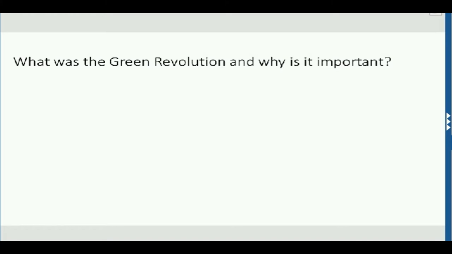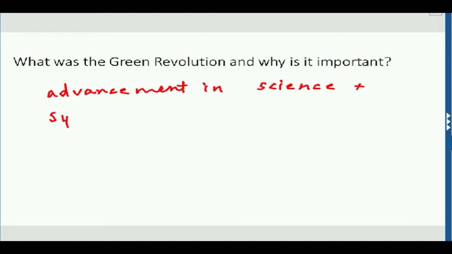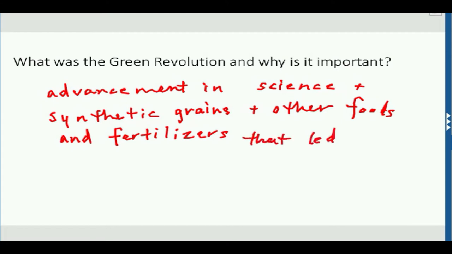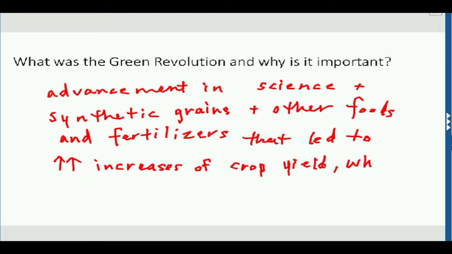So the Green Revolution was an advancement in science and synthetic grains and other foods and fertilizers, lots of ands, that led to huge increases of crop yield, which allows us to feed more people on the same amount of land. More efficient.